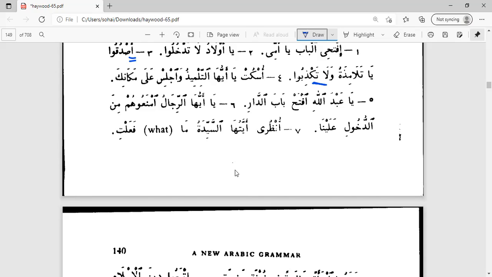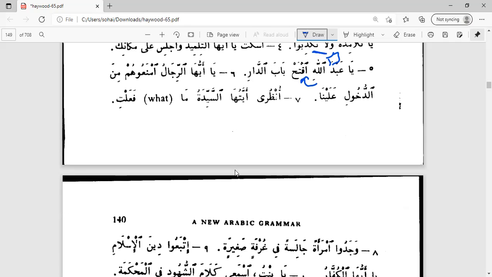Ya Abdullahi iftah babadari. So ha joins directly onto fa. It was iftah before, open the door of the house. And Abdullah here is accusative because when the ya is used as vocative, and the next construction is mudaf ilayh, the noun takes a fatha, becomes accusative. Open, Ya Abdullah, open the door of the house.